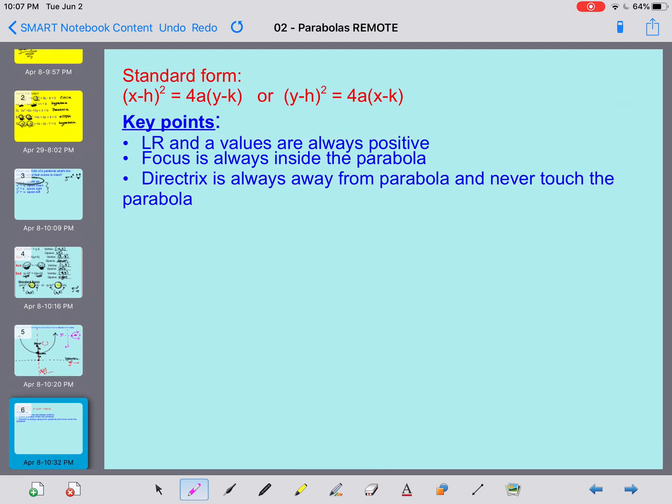So some reminders here. We've got these two standard forms in red, right? Up and down versus left and right. The LR, which again, we're not going to really focus on this year. The LR and the A value, which we are going to use, the A value, they're always positive because they represent a distance. So when I ask you what's the A value, you should be saying a positive number because it's a distance. The focus is always inside the parabola. The directrix is always away from the parabola, and it never touches the parabola. You might also want to add here that the directrix is perpendicular to the axis of symmetry, right? So that might be helpful.